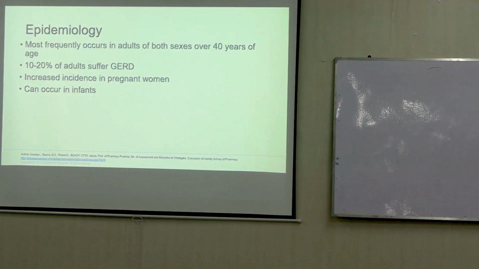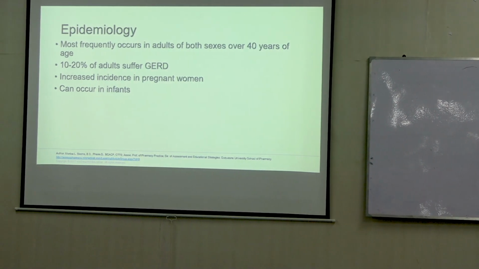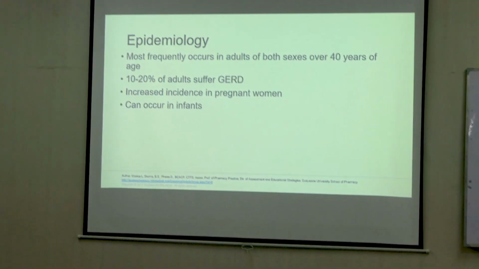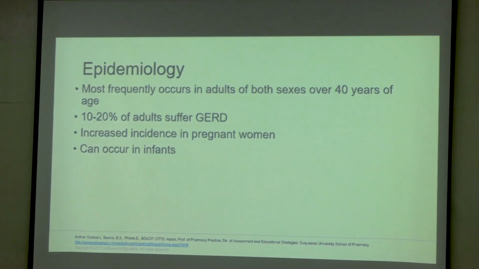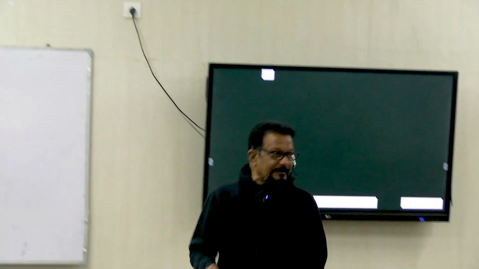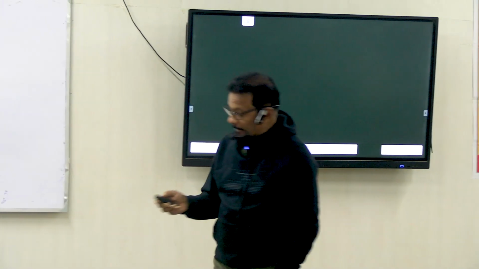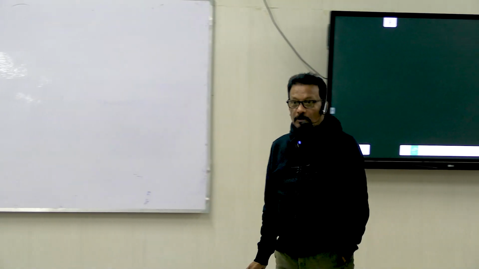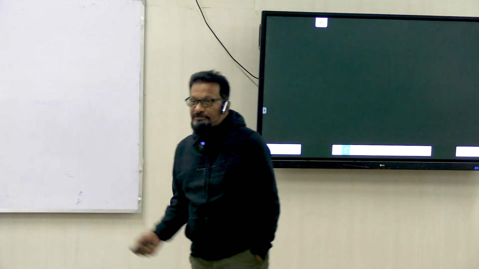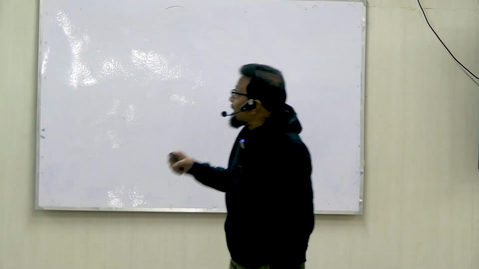And it occurs in adults, particularly above 40 years of age, and about 10 to 20% of adults have experienced GERD. Increased incidence is seen in pregnant women, and it can occur in infants. So this is the epidemiology. And what are the risk factors? What causes GERD? Obesity is one of the important factors. Alcohol use, stress, hurry, worry, and curry.